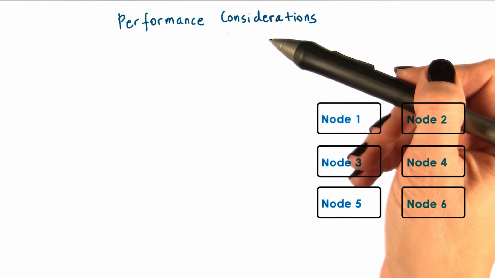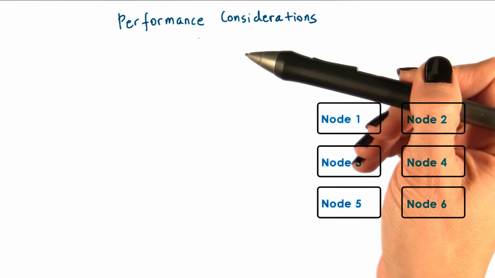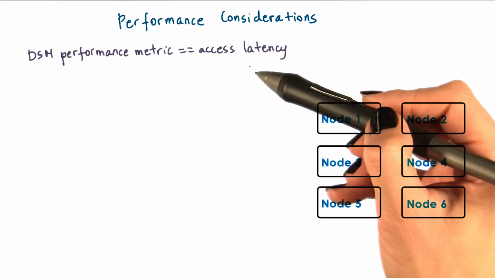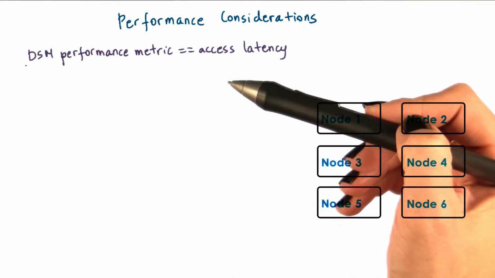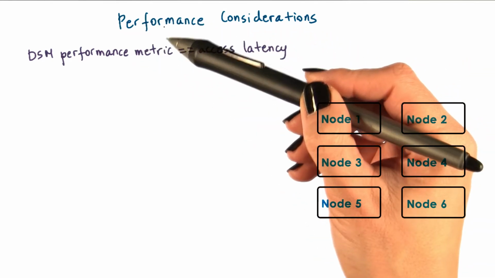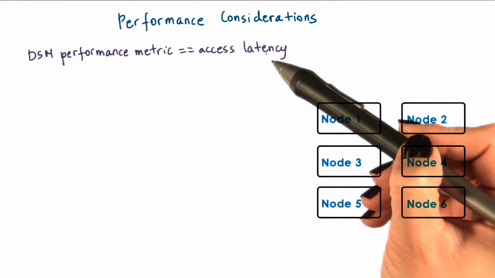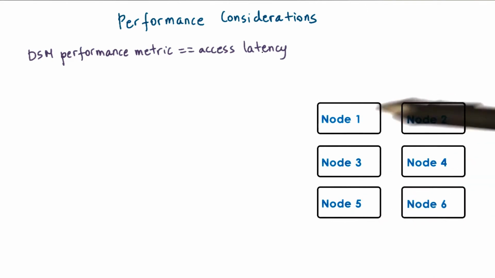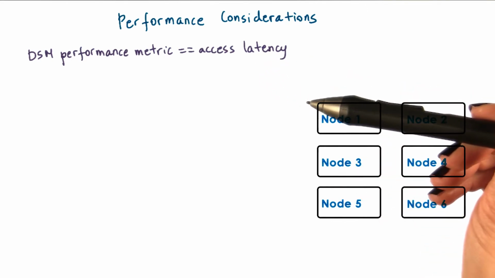For a distributed shared memory solution to be useful, it must provide good performance to applications. If we think about the core service that's provided by distributed shared memory systems, accessing memory locations, then it's obvious that the performance metric that's relevant for DSM systems is what is the latency with which processes running on any one of these nodes can perform such remote memory accesses.